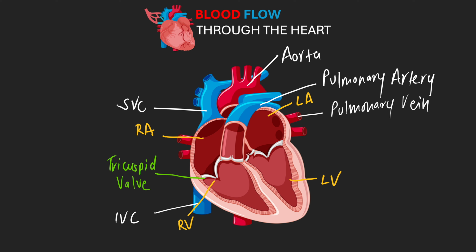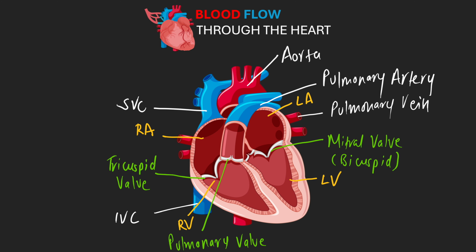As I said, the tricuspid valve is also known as the right atrioventricular valve. Then you have the mitral valve, which is a bicuspid valve, meaning it has two cusps. And then this can also be referred to as the left atrioventricular valve. Then you have the pulmonary valve, and then you have the aortic valve. After that, you have the septum.